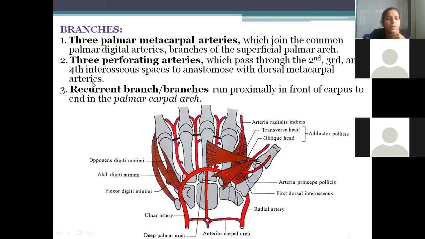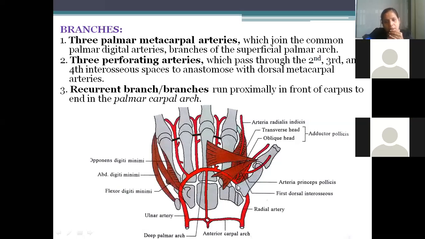Then we have one branch coming back. When it is coming back, what is the word we use? Recurrent. Very good. So we have a recurrent branch running proximally in front of these carpal bones, and here one arch is formed, which is called the palmar carpal arch. The word anterior carpal arch is written, no? So this is the palmar carpal arch. So this is all about the deep palmar arch.